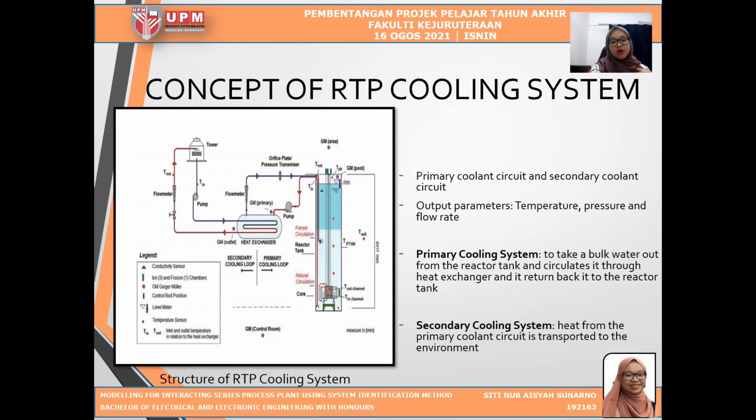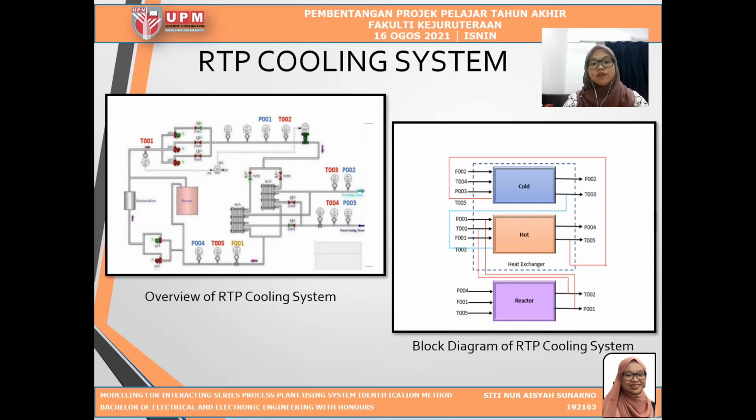So this is the structure of the RTP cooling system. This is the overview of the RTP cooling system. It involves valve, heat exchanger, demineralizer, and so on, each of which has its own function to ensure the RTP cooling system works perfectly. The other diagram is the block diagram of the RTP cooling system, which includes the cold heat exchanger, hot heat exchanger, and the reactor. It shows the output and input parameters of each subsystem.